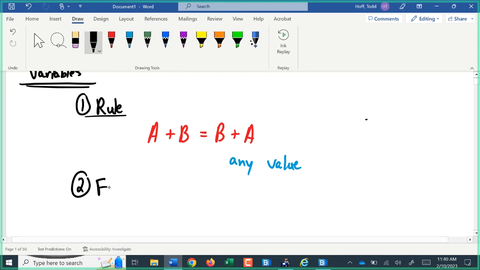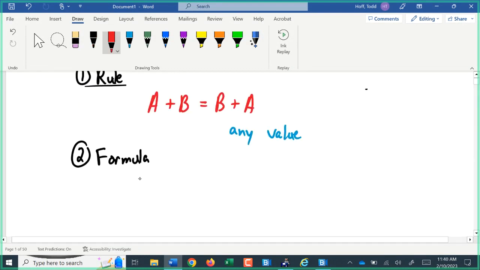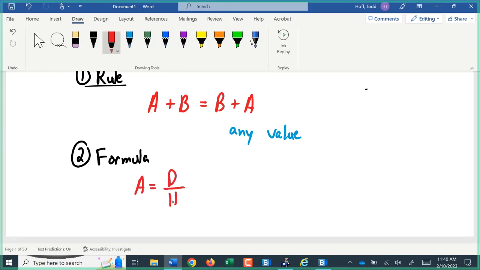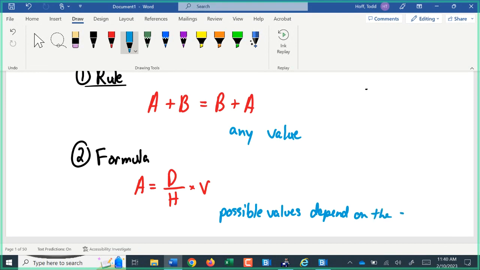A second application is a formula. So in dosage calculations, one of the options is to use formulas. A formula might look something like this. The administered dose is equal to the doctor's orders divided by the on-hand dose times the vehicle. Now in this case, the possible values that can go in for those variables depend on the situation. In other words, what is that formula being used for?